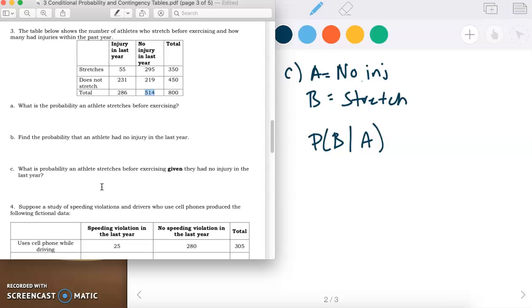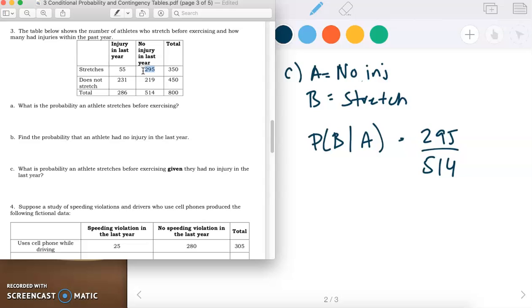That means we're only considering the people that did not have an injury. So that means we're only looking at this column right here. We do not care about any of those that were injured. Well, we do care on a moral level, but we do not care about it for this probability. We're only looking at this column. So that means that we're going to be dividing by 514 because that's all we're worried about at this point. And we're looking for the number or the probability of those that stretch. So we're looking for that 295.